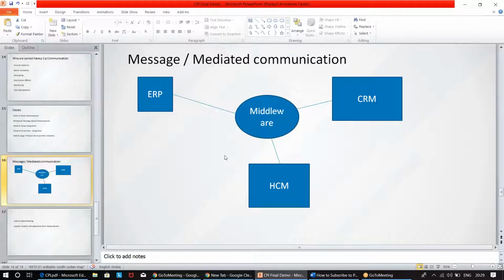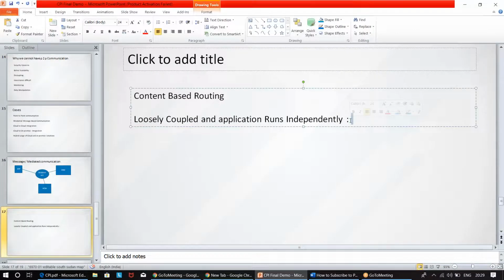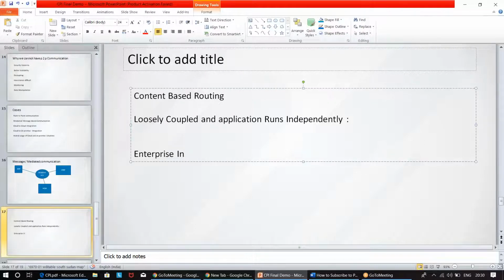But the good thing is SAP CPI supports a large number of enterprise integration patterns. Let me write this word: enterprise integration patterns. In case this terminology is very new for you, I think it's quite important, because we do have different kinds of patterns.